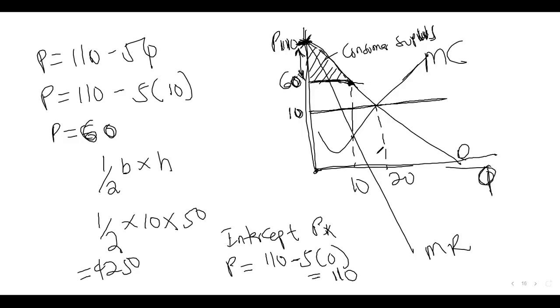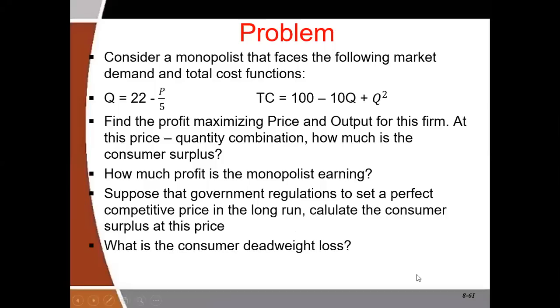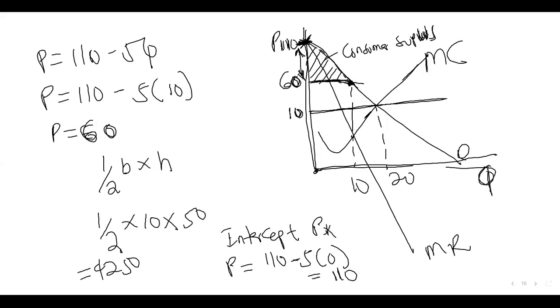Now, what we are going to do is find the deadweight loss, and then that will end our section on monopoly. But before that, the question says that we should calculate the consumer surplus at this price.